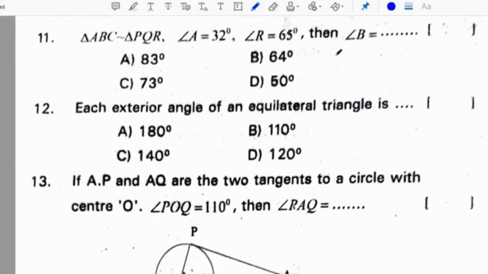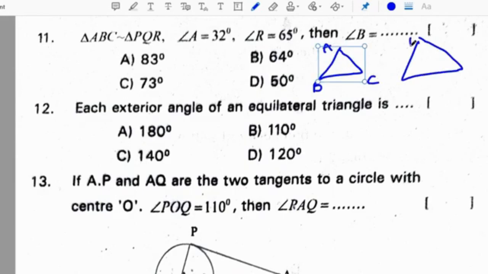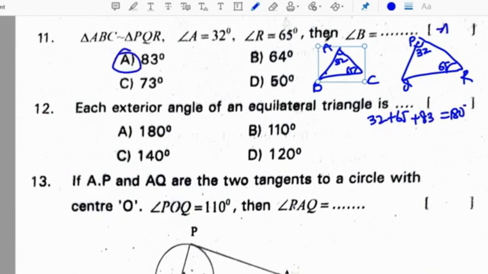11th question, triangles ABC and PQR are similar. Angle A is 32, which means P is also 32 because they are similar. R is 65. If R is 65, obviously C will also be equal to 65. Then angle B is. We all know the sum of three angles in a triangle is 180 degrees. So 32 plus 65 plus 83 gives you 180 degrees. So the correct option is A.